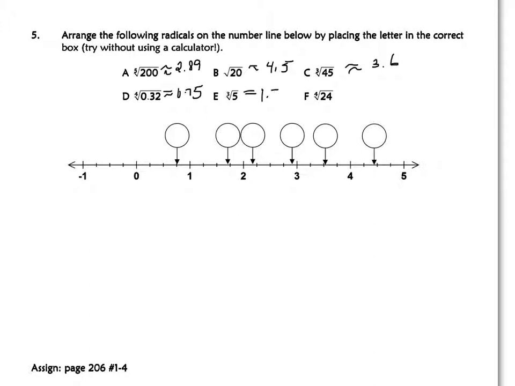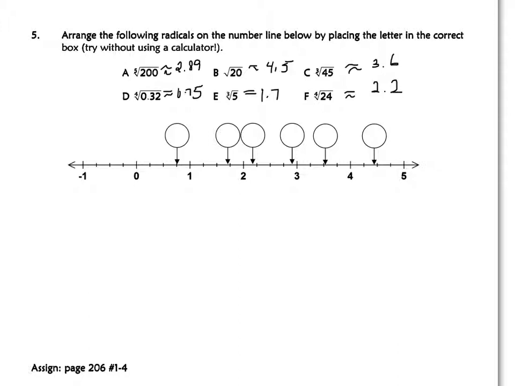And the last one, the fourth root of 24, well, 2 to the power of 4 is 16, and 3 to the power of 4 is 81. So we know that's going to be between 2 and 3. So if we check that, fourth root of 24, we get 2.2 around there.